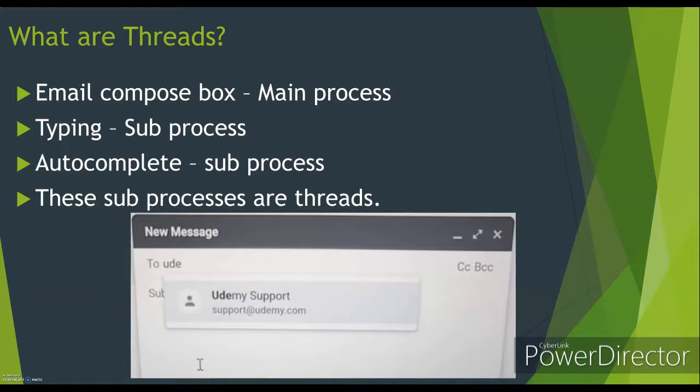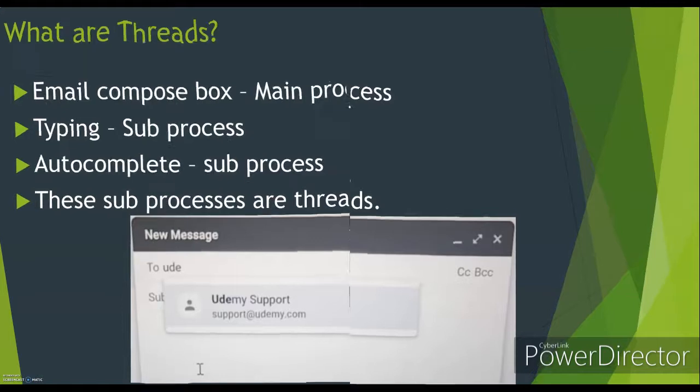So, assuming this scenario and analyzing it, you can conclude that the email compose box is a main process. The email compose box is allowing me to type and give my inputs using the keyboard. It will become a sub process, and the autocomplete option which pops up is also a sub process. So basically all these sub processes in general are known as threads. If you take a main process and break it into many sub process, then each of that sub process would be a thread. So in technical language, thread is known as the basic execution unit of a process.